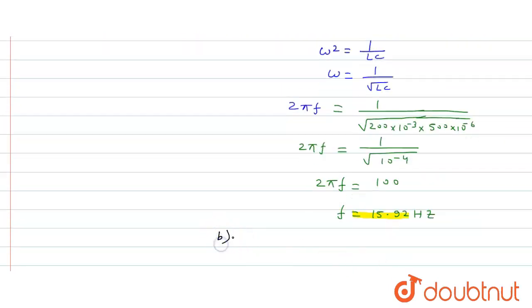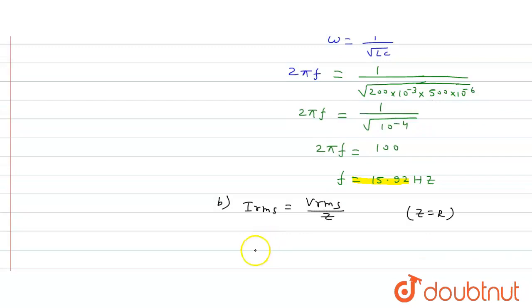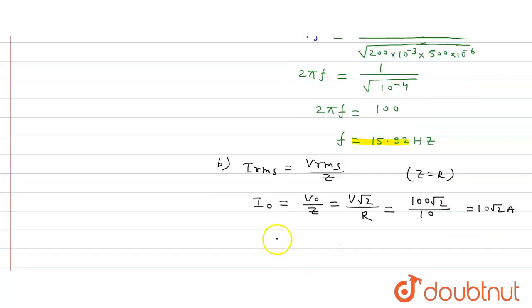In part B, the current IRMS is equal to VRMS upon Z, and here Z is equal to R. At resonance frequency Z is equal to R, so the current amplitude I naught is equal to V naught upon Z. The V naught value is V root 2, and the Z value is equal to R. So V is 100 root 2 upon R, which is 10, so that is equal to 10 root 2 ampere.